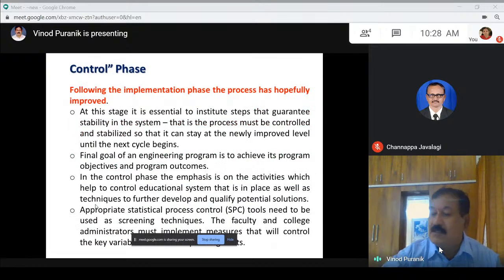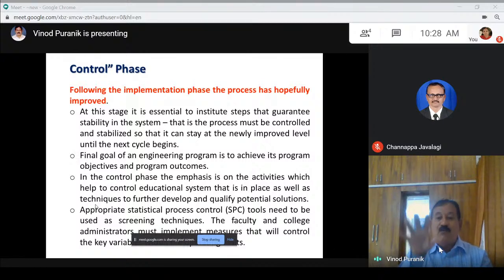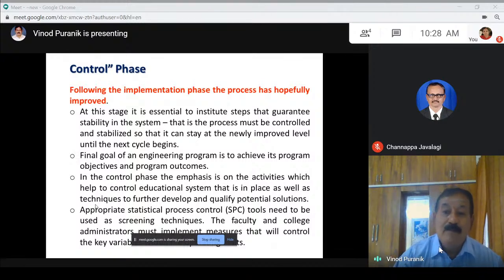And the control phase. So this is the implementation phase. The process has hopefully improved. So once it is improved, the important thing is how we are able to control it. There are many tools, as I already explained previously, because stability is very important.